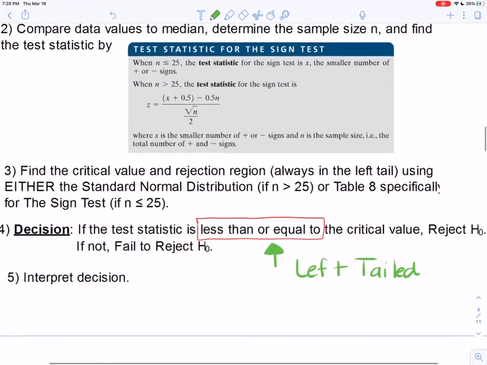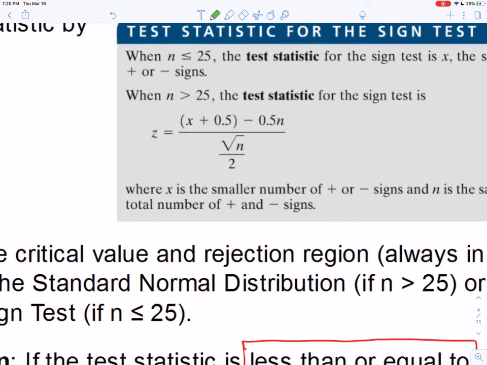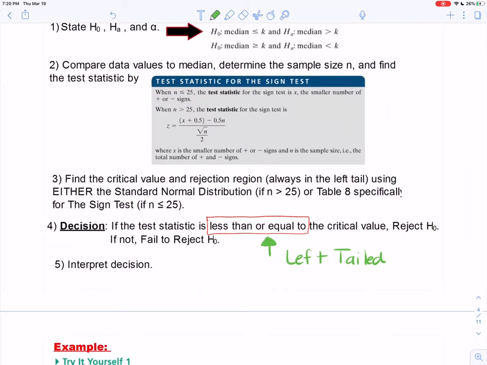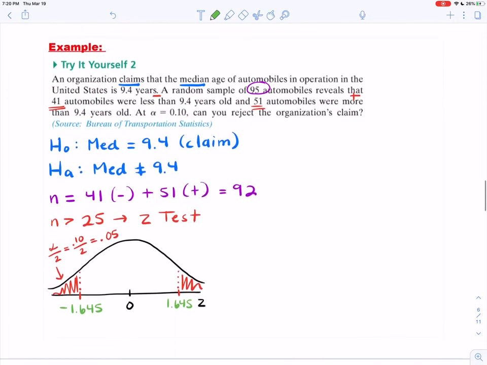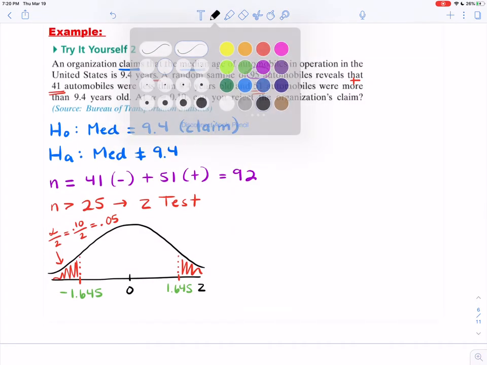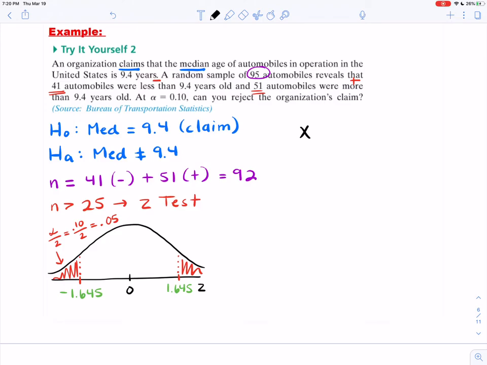All right, now the next thing I'm going to do is use my formula right here to compute the z-score that we will use for our standardized test statistic. All right, so my z-score formula, we're going to take x plus 0.5 minus 0.5 times the sample size. So let me go ahead and write this down. Our value of z will take x plus 0.5 minus 0.5 times the sample size n, and this will be divided by the square root of n over 2.